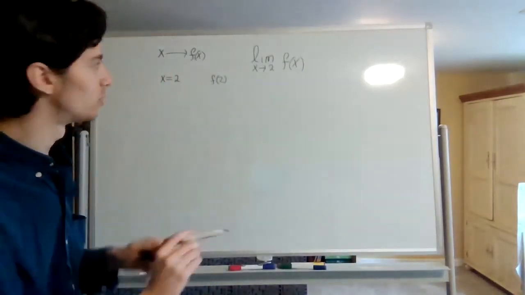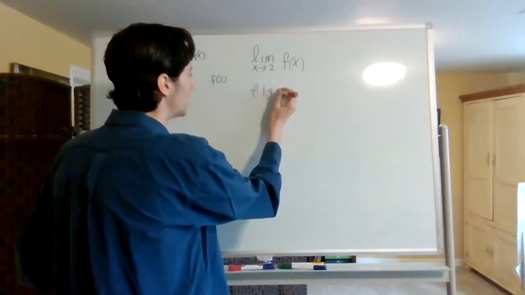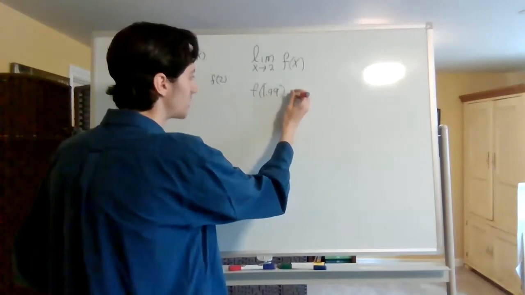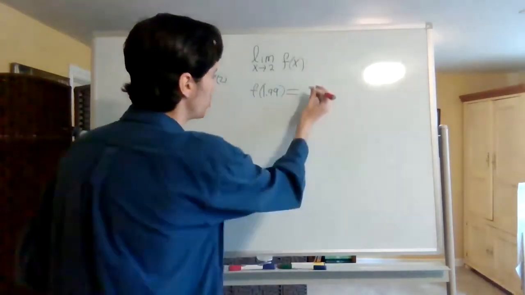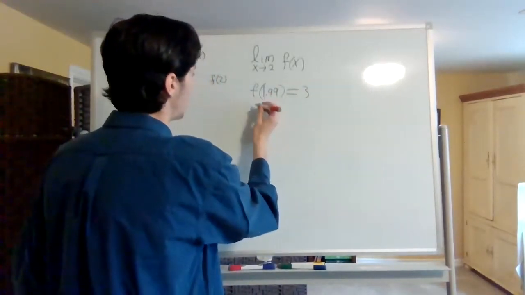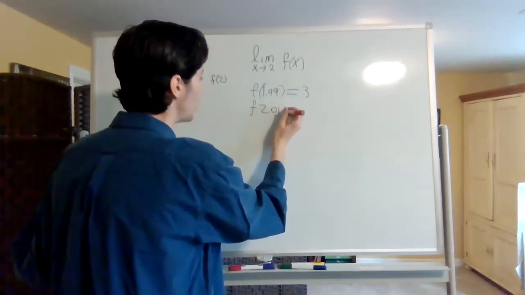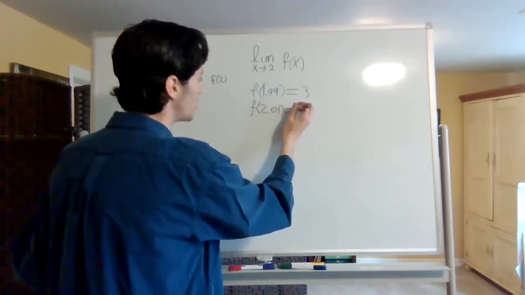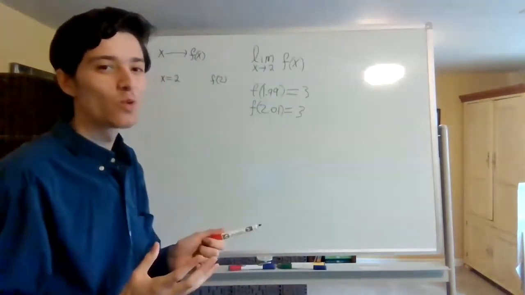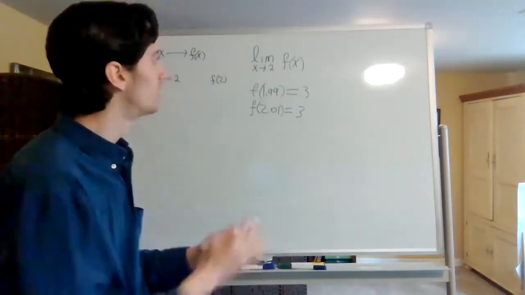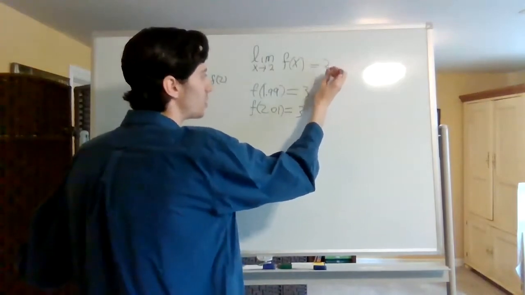And for example, let's say f of 1.99, excuse my handwriting, let's say that's equal to 3. And f of 2.01 is also equal to 3. Well, we might say that the limit as x approaches 2 of f of x is also equal to 3.